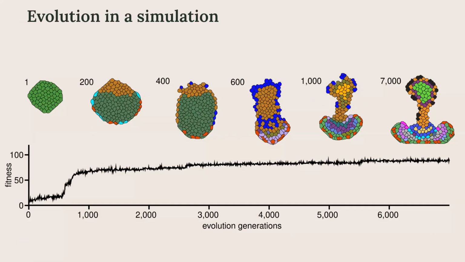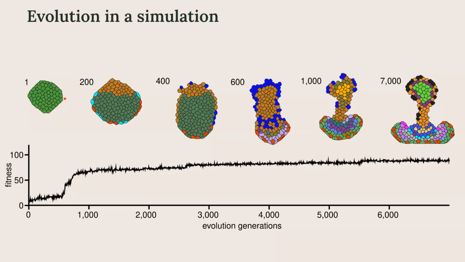And what I'm showing here is the evolutionary trajectory of one simulation. On the y-axis, we have the average fitness in the population. And on the x-axis, we have the number of evolutionary generations that the simulation's gone through. These organisms are taken from successive generations through this evolutionary process. So at the first generation, the organism's just a simple ball of cells.